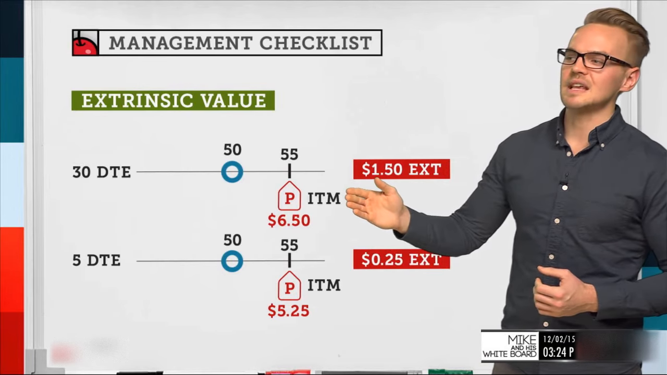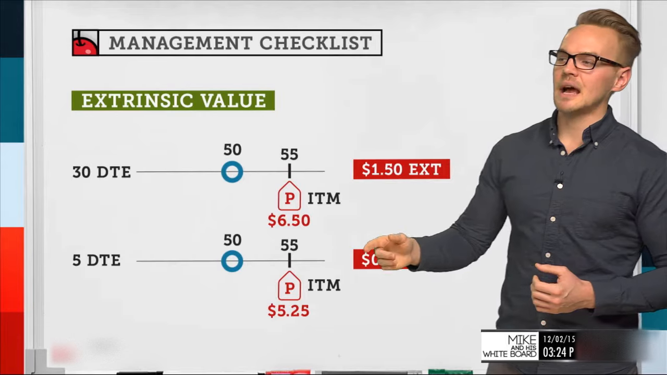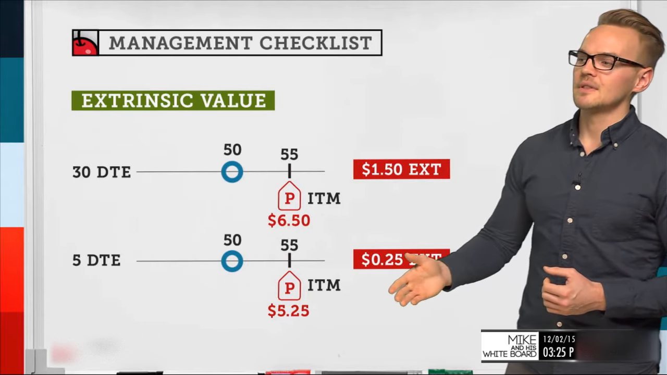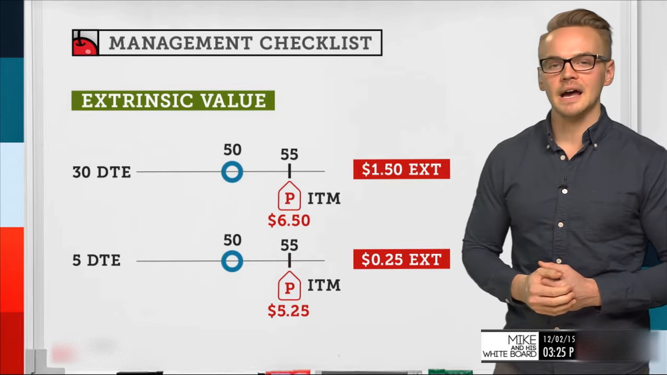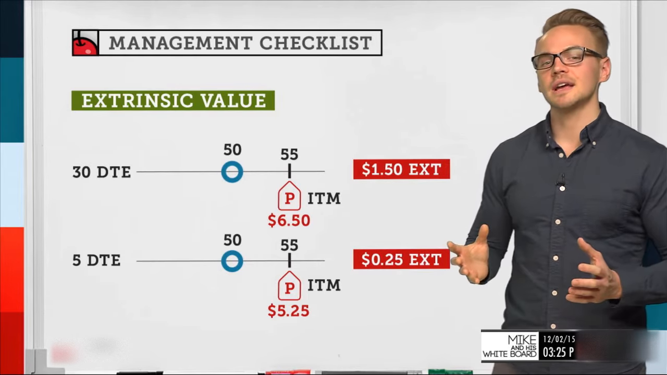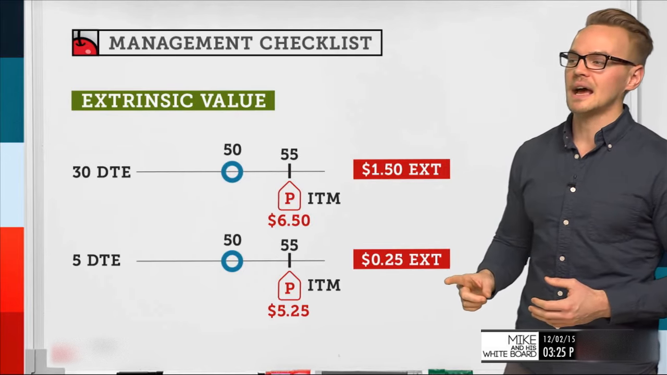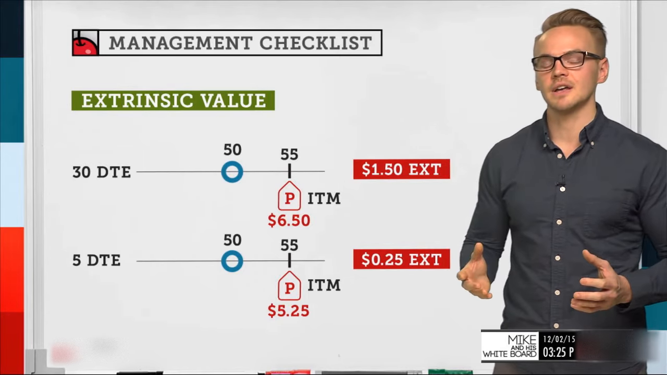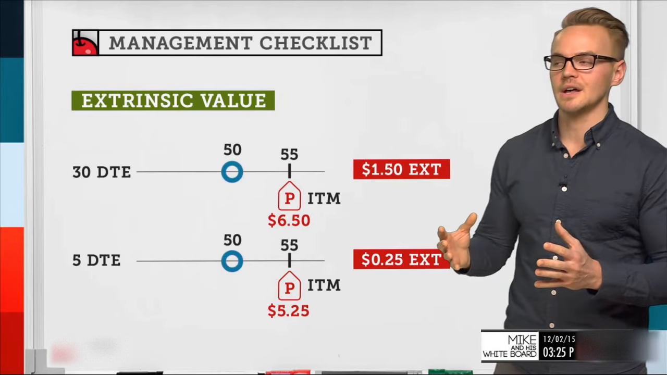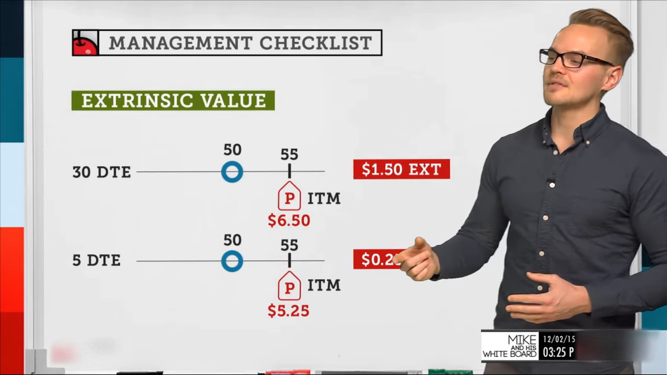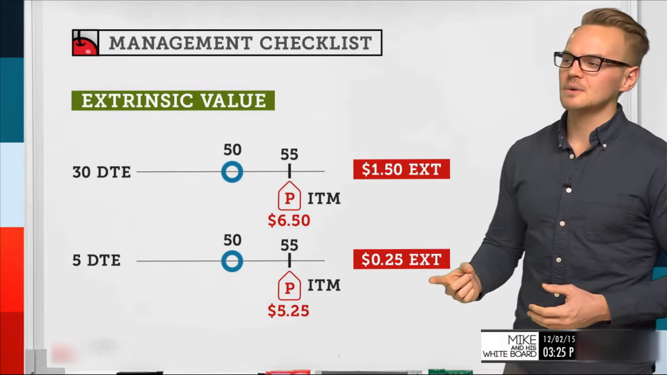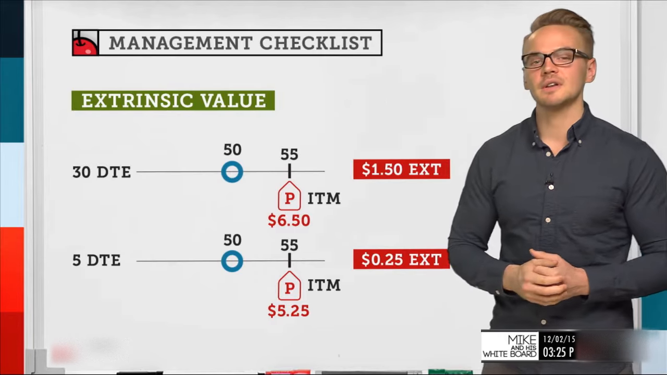Looking at this same exact trade, now let's say I'm only at 5 days till expiration. Here you can see the option is trading for $5.25. I still have 5 points of intrinsic value, and since it's trading at $5.25, that must mean I've got 25 cents of extrinsic value, because option premium is simply intrinsic plus extrinsic value. Now I've got 5 days till expiration, we're getting close, and I can only really reduce my cost basis by another 25 cents here.